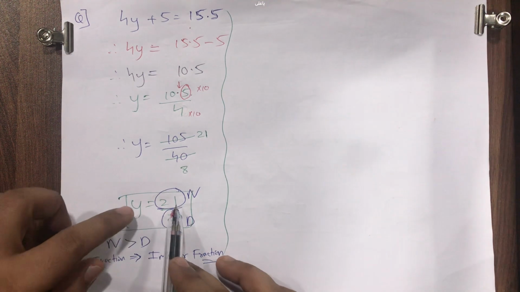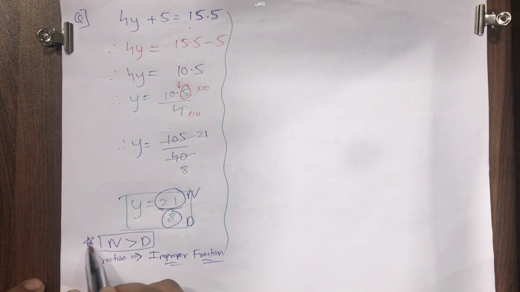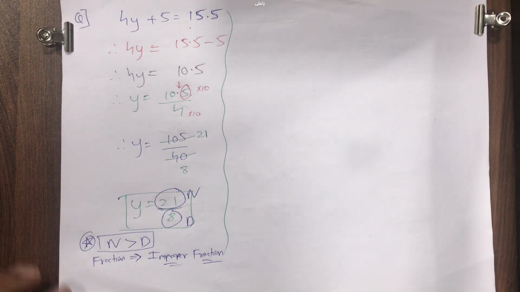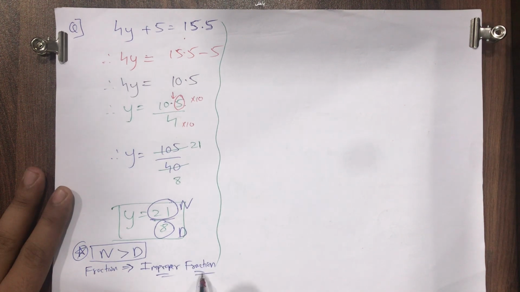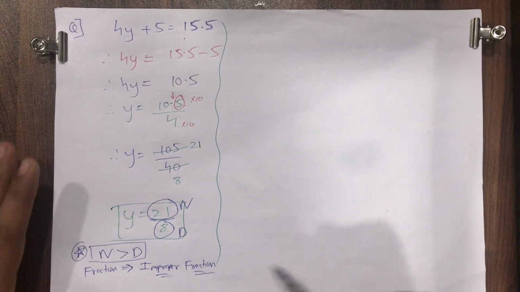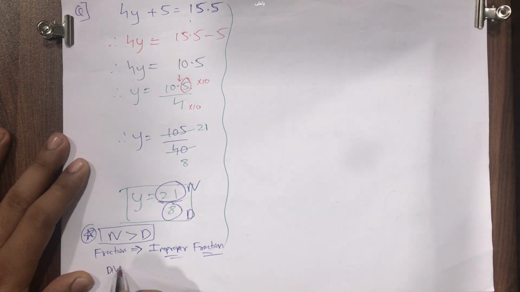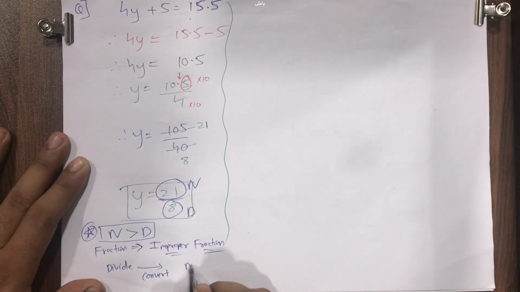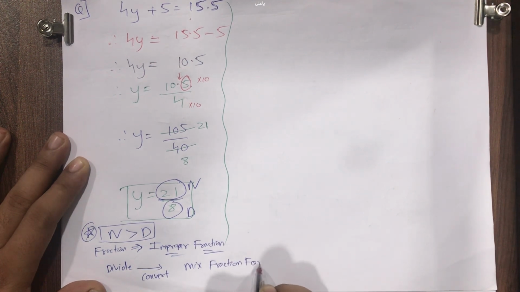Whenever the numerator is greater than the denominator, that type of fraction is called an improper fraction. Whenever somebody tells you to plot an improper fraction on the number line, what do you have to do? You have to divide and convert it into mixed fraction form.